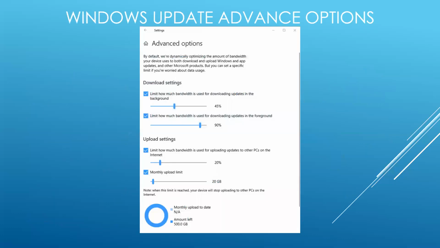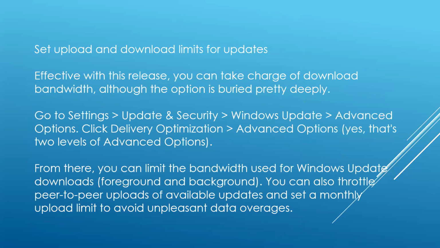The Windows Update Advanced options. By default, we're dynamically optimizing the amount of bandwidth in your device. That is a good thing because you can set your upload and download limits for updates. Effective with this release, you can take charge of the download bandwidth, although the option is buried pretty deeply. Go to Settings, Update and Security, Windows Update, Advanced Options. Click Delivery Optimization, then Advanced Options again, and yes, that's 2 levels of Advanced Options. From there, you can limit the bandwidth used for Windows Update for its downloads, the foreground and background. So you can also throttle the peer-to-peer uploads of available updates and set a monthly upload limit to avoid unpleasant data overages.